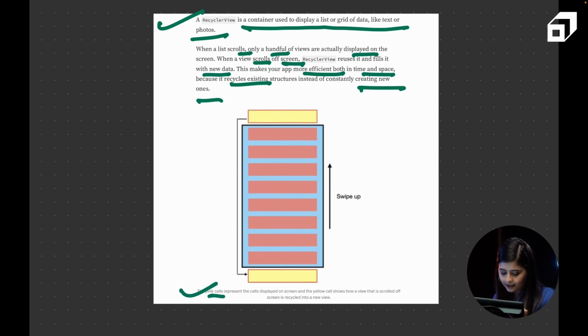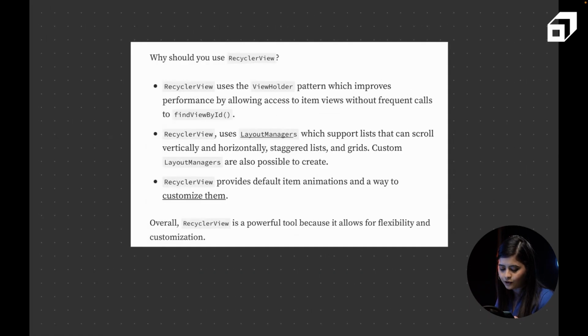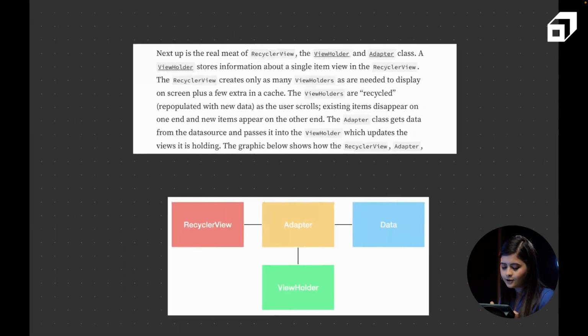So here you can see they have written the pink cells represent the cells displayed on a screen, and the yellow cells show how the view that is scrolled off the screen is recycled in a new view, right? So this is how efficiently RecyclerView does everything in your application. And these are again some of the pointers why you should use RecyclerView, especially as compared to ListView.